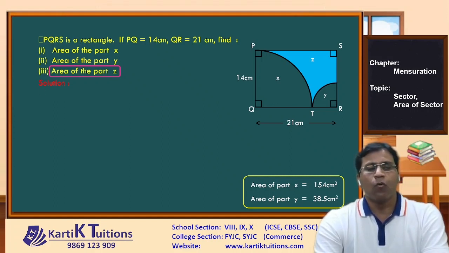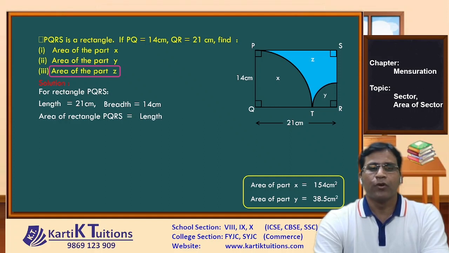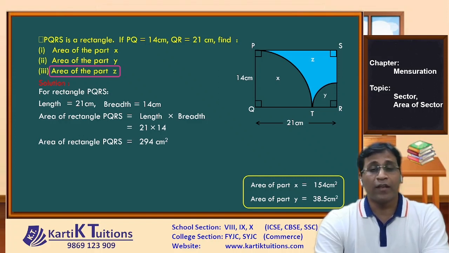Sir, how? What is the area of a rectangle? Length into breadth. Now we know the length, we know the breadth. So let us substitute the values. So it will become 21 into 14. Now when you multiply this, you get 294 centimeter square. देखो एरिया ऑफ रेक्टेंगल आ गया.